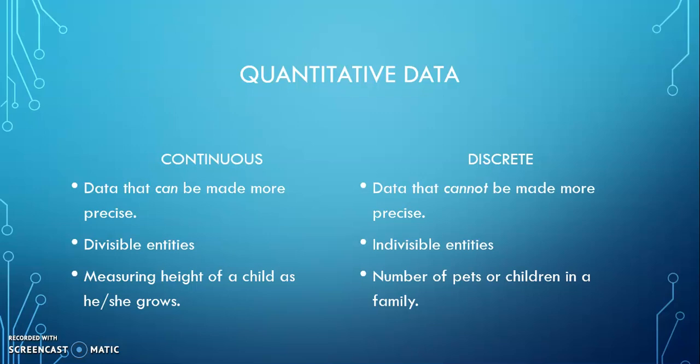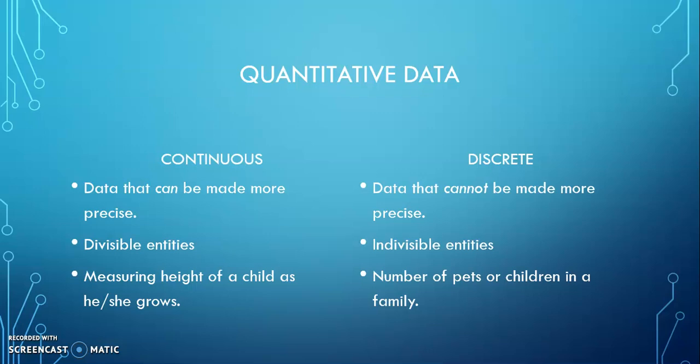Whereas discrete data, that's data that cannot be made more precise. You cannot divide these numbers. For example, the number of pets in a family. You can't have 1.5 dogs. Even though Magnolia is missing one of her legs, she's still a whole dog, right? So she's not like 1.5 of my pets, right? You can't half or quarter the number of pets.